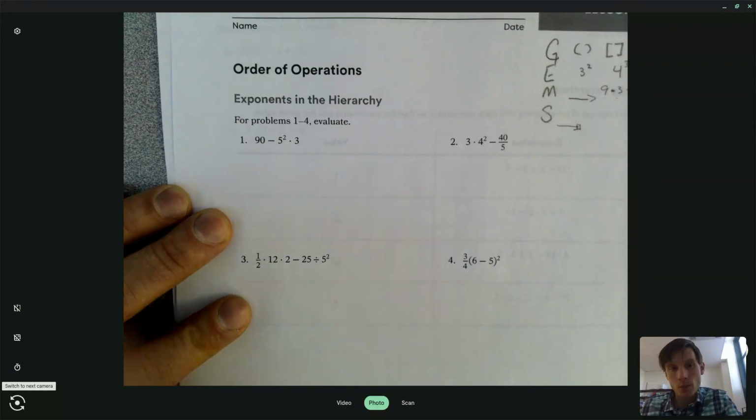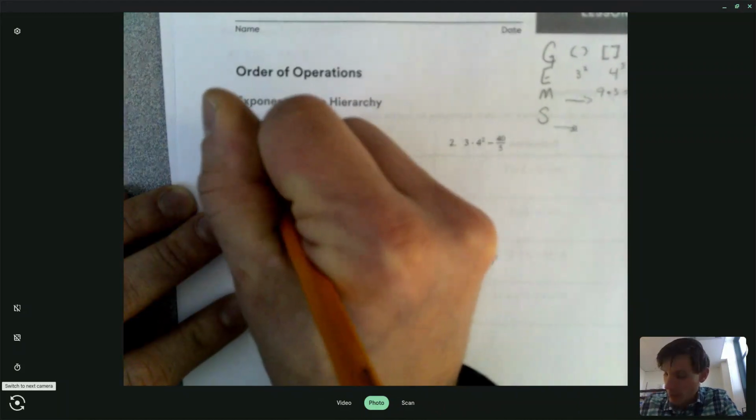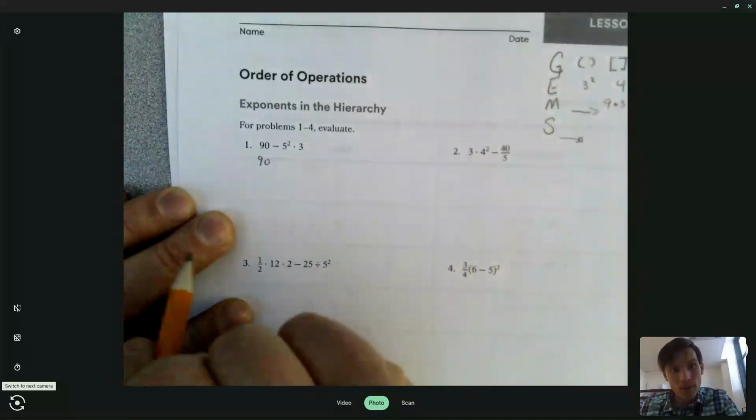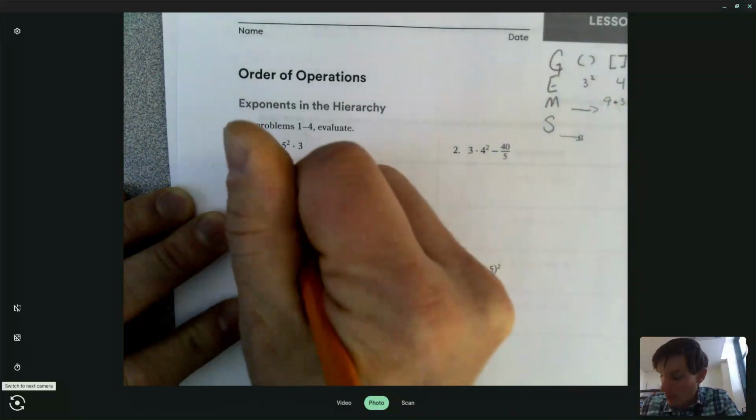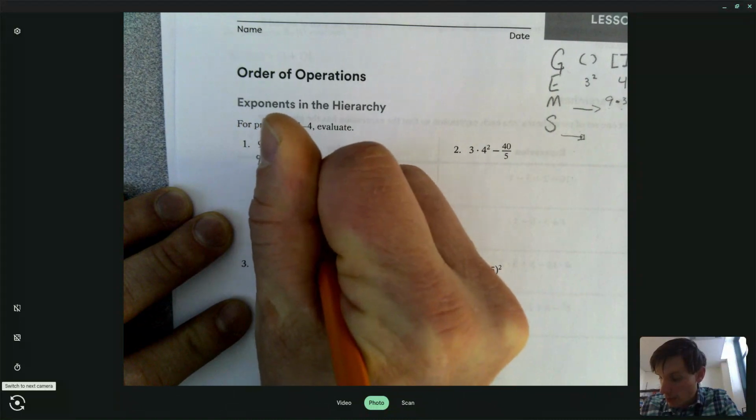And as we do it, we make that calculation. Then we just carry the rest of the numbers down. So we have 90 minus 5 squared. And 5 squared is 5 times 5. And 5 times 5 is 25. So I'm just going to write it as minus 25 times 3.